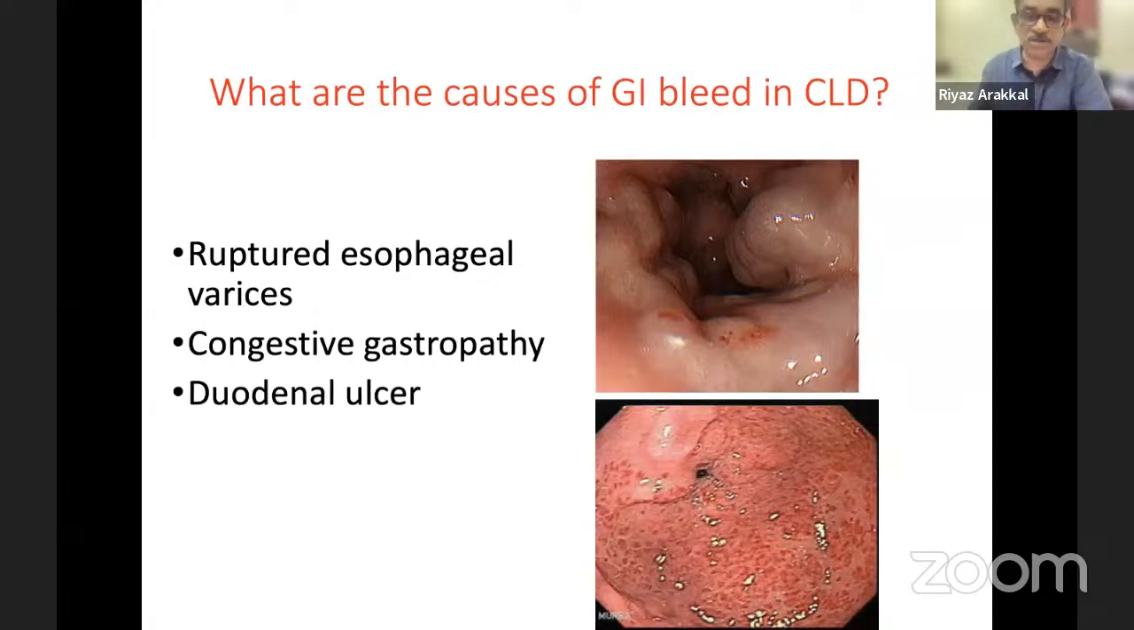Duodenal ulcer. They're prone to develop duodenal ulcer. You know why? Why do they develop duodenal ulcer? Due to hypergastrinemia. Gastrin is metabolized by liver. Damaged liver may not be able to metabolize gastrin. So there will be hypergastrinemia, and hypergastrinemia may be responsible for the increased incidence of duodenal ulcer in patients with cirrhosis.